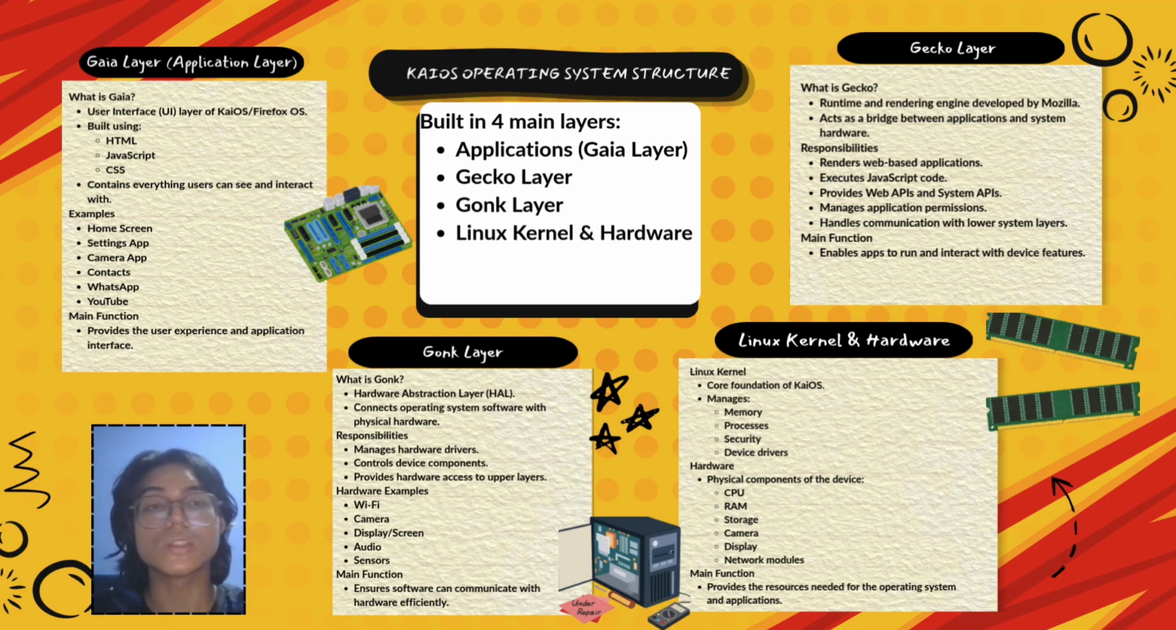What is Gaia? Gaia is the user interface layer of KaiOS or Firefox OS. It works using HTML, JavaScript, and CSS. It contains everything users can see and interact with, for example, the home screen, settings app, camera app, contacts, WhatsApp, and YouTube. The main function of the Gaia layer is to provide the user experience and application interface.